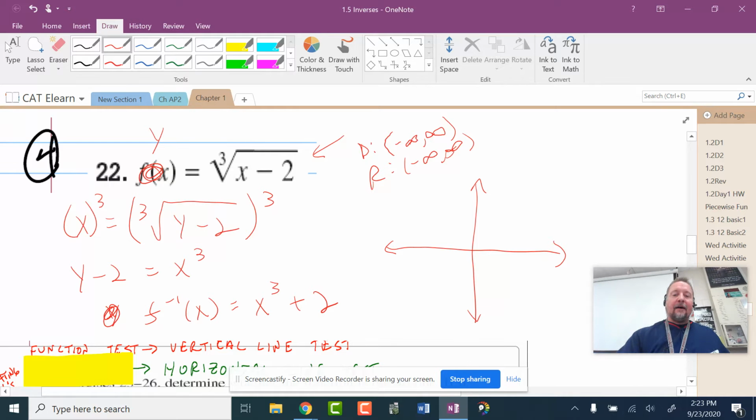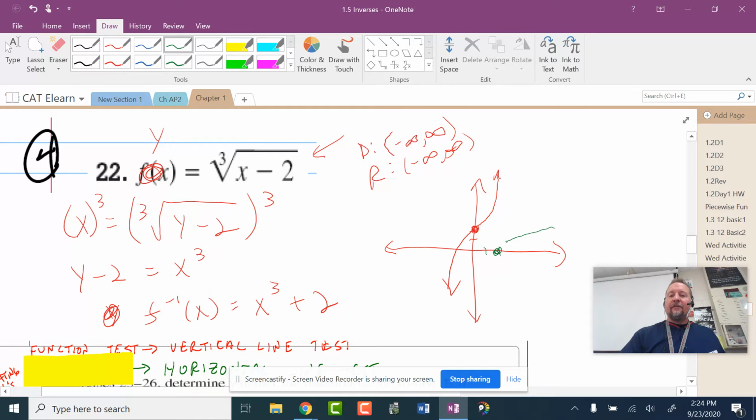We could graph that. Hey, that's the cubic function 2 up, and it looks like this with this little point of inflection there, which is the word I used yesterday. The cube root function does go through (2, 0). (2, 0) is the inverse of (0, 2), and it does kind of look like this.